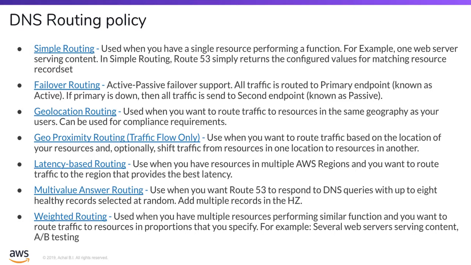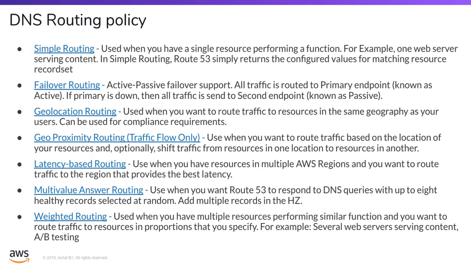There is also a routing policy called latency-based routing, and you use this when you have resources in multiple AWS regions and you want to route the traffic to the region that provides the best latency. This would improve the performance of the request and response rate.